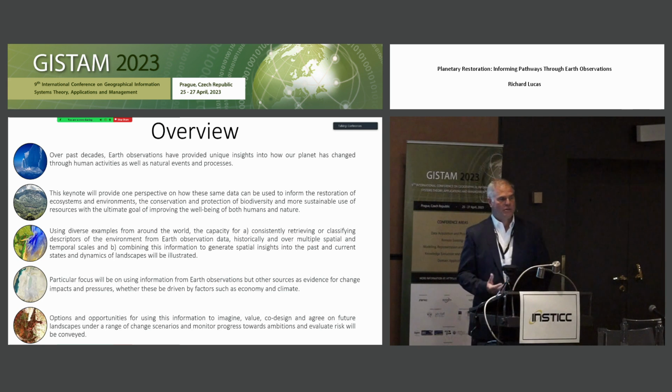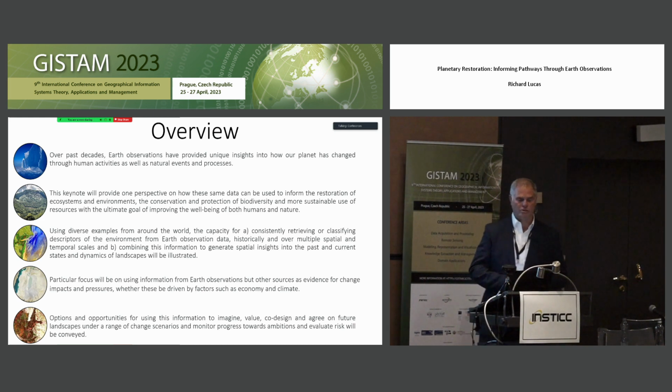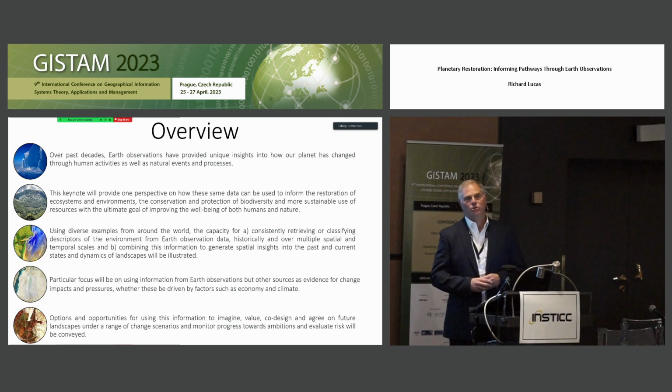So the keynote is about, over the past decades, we've been looking at Earth observation data. There's lots of unique insights that they provided about how humans have changed the planet, but also how natural processes and events have occurred. We'll provide a perspective on how these data can be used also to help restoration of the planet, and that's really interesting in terms of ecosystem environments and giving a way forward, how we can protect and conserve biodiversity, reverse declines, and make more sustainable use of resources. And that will only benefit people and nature alike.